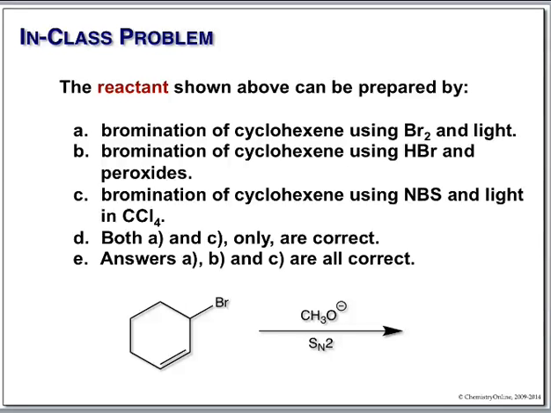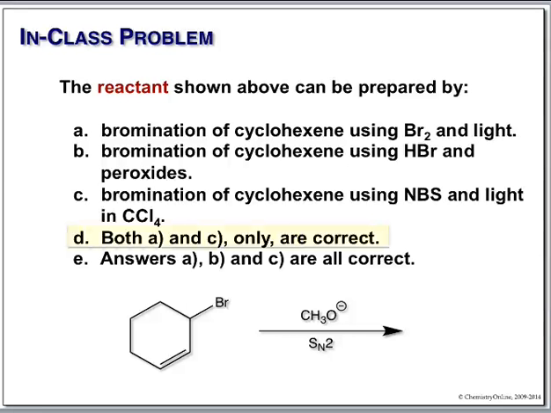Bromination of cyclohexene using HBr peroxide. Well, that's radical too, but that adds to our double bond, doesn't it? Bromination using NBS and light. Yep, that one works. Again, allylic, cyclohexene. A and C only are correct.